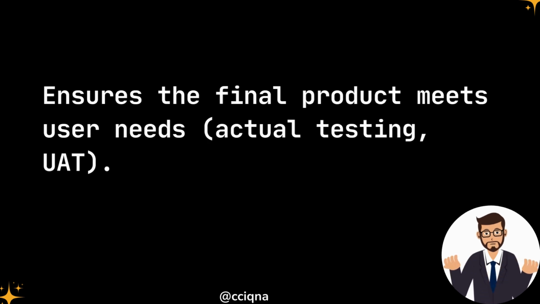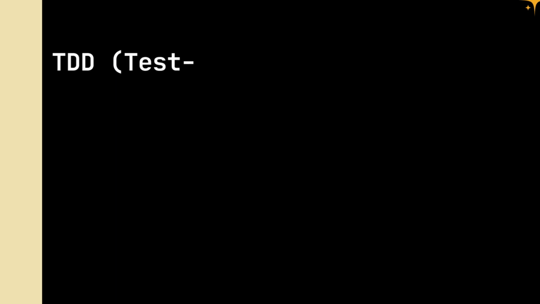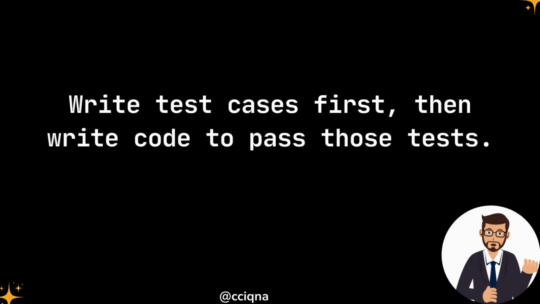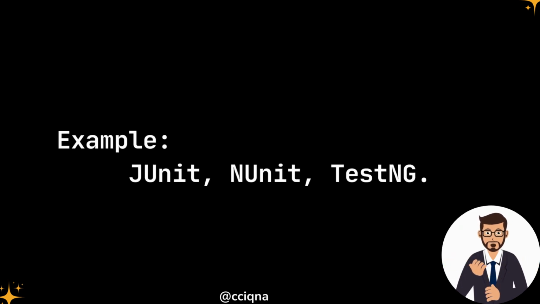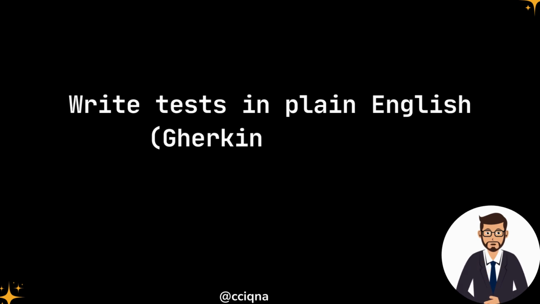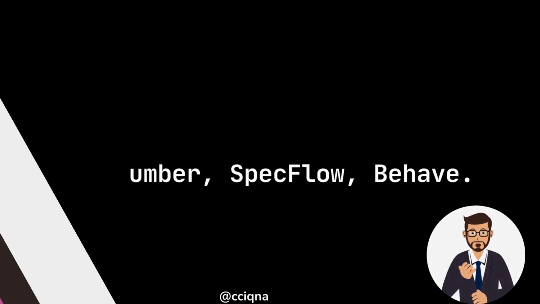Actual testing, UAT. Q2. TDD versus BDD. What's the difference? TDD, test-driven development. Write test cases first, then write code to pass those tests. Focused on unit testing. Example, JUnit, TestNG. BDD, behavior-driven development. Write tests in plain English, Gherkin syntax. Focused on user behavior and collaboration. Example, Cucumber, SpecFlow, Behave.